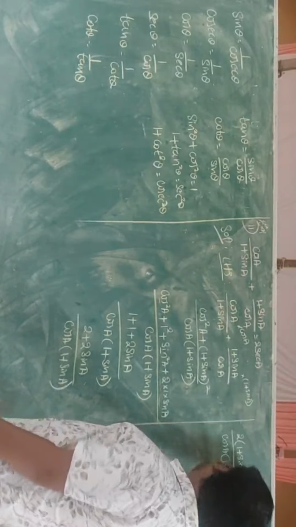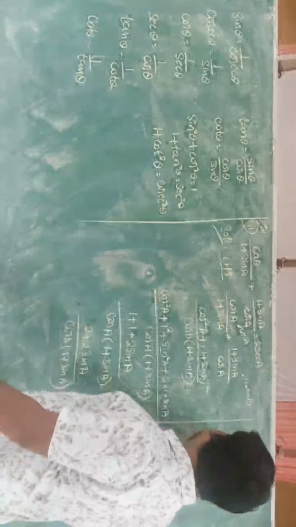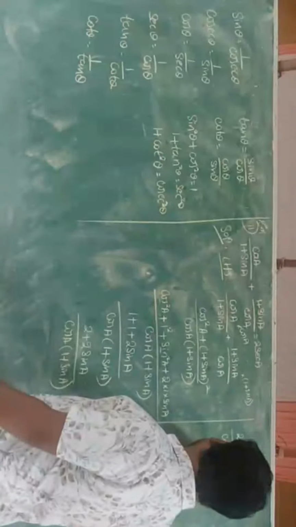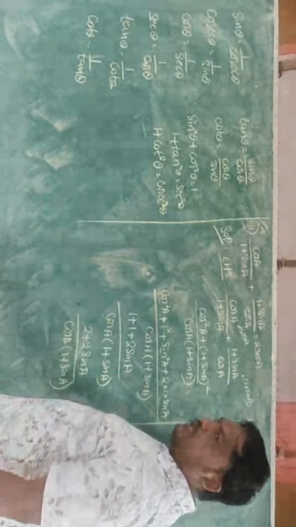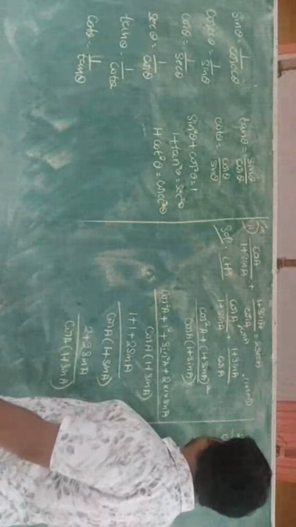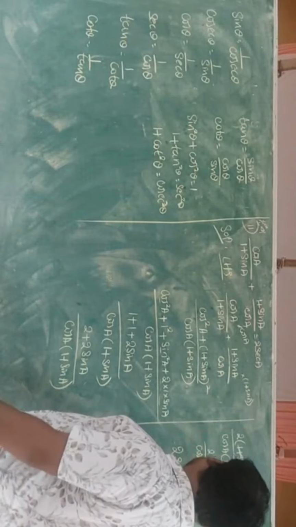1 plus sin A and 1 plus sin A get cancelled. The remaining term in the numerator is 2, and in the denominator cos A. So 2 into 1 upon cos A. 1 upon cos A is nothing but sec A. 2 times sec A is your RHS. Okay.